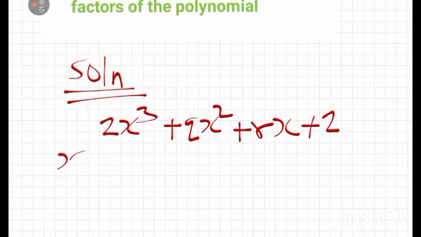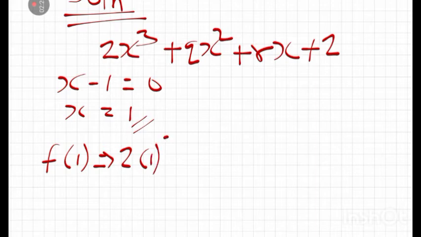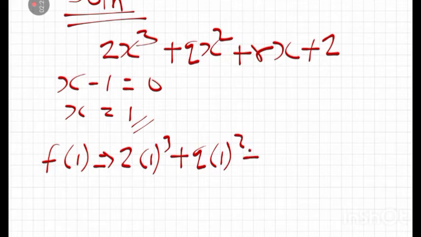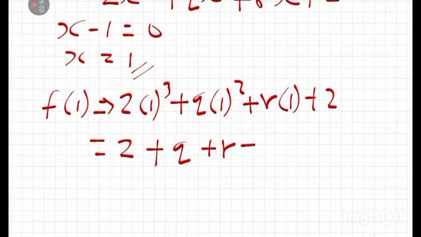Since x minus 1 is a factor, it means x minus 1 equals 0, so x is equal to 1. So I'm going to evaluate f of 1, and the answer I'm expected to get, since x minus 1 is a factor, is 0. 2 into bracket 1 raised to power 3, plus q into bracket 1 raised to power 2, plus r into bracket 1, and then plus 2. So 1 raised to power 3 is 1 times 2, I have 2, plus 1 raised to power 2 is 1 times q, I have q, plus r plus 2.